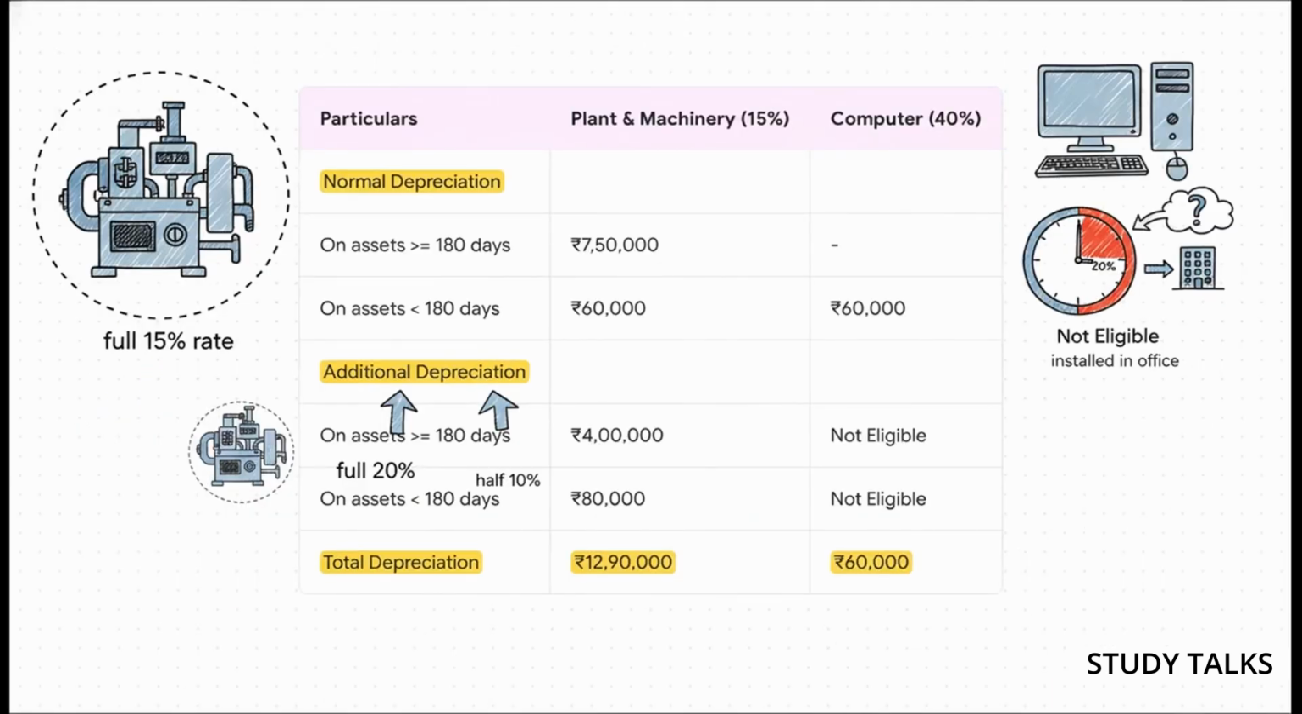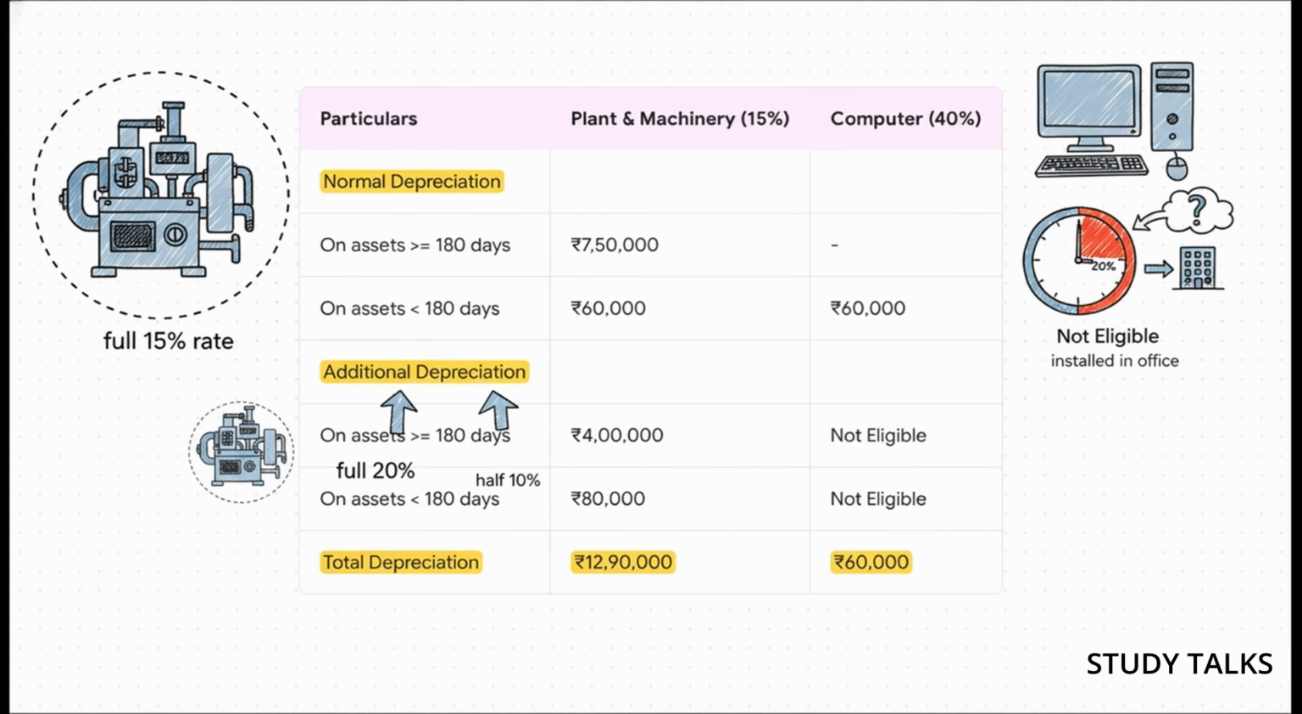First, normal depreciation on plant and machinery. The assets used for more than 180 days are the opening WDV of 30 lakhs plus that first new machine of 20 lakhs. So on that total of 50 lakhs, we apply the full 15% rate, giving us 7,50,000. Simple. Next, the machine used for less than 180 days, worth 8 lakhs. On this, we have to apply half the rate, so 7.5%, which gives us 60,000.